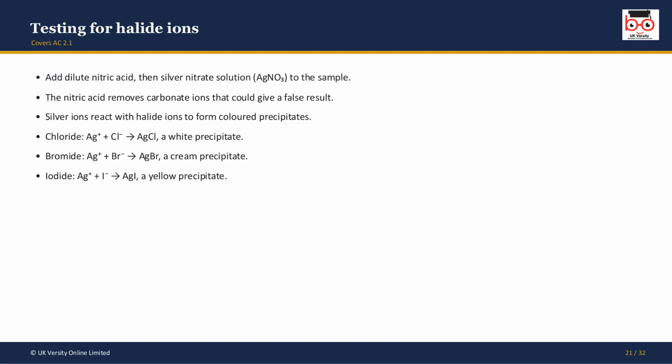First, add dilute nitric acid, then silver nitrate solution to the sample. The nitric acid is there to remove any carbonate ions that could otherwise give a misleading precipitate. The silver ions then react with any halide present to form a colored precipitate. Chloride gives white silver chloride, bromide gives cream silver bromide, and iodide gives yellow silver iodide.